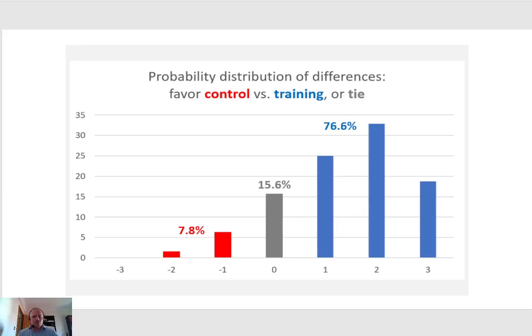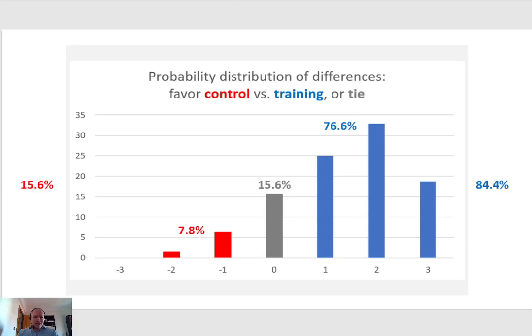And after splitting the gray area into 2 equal halves, we get 15.6% in favor of the control group and 84.4% in favor of the training group.